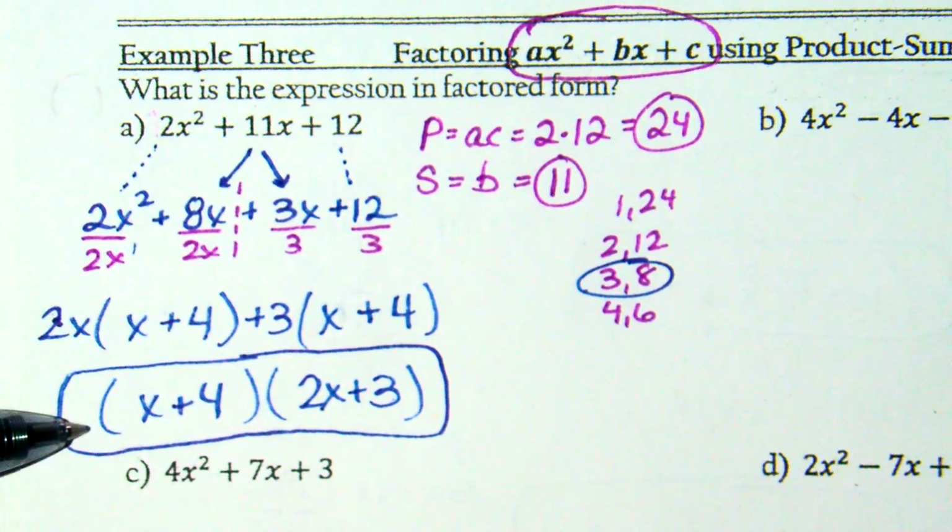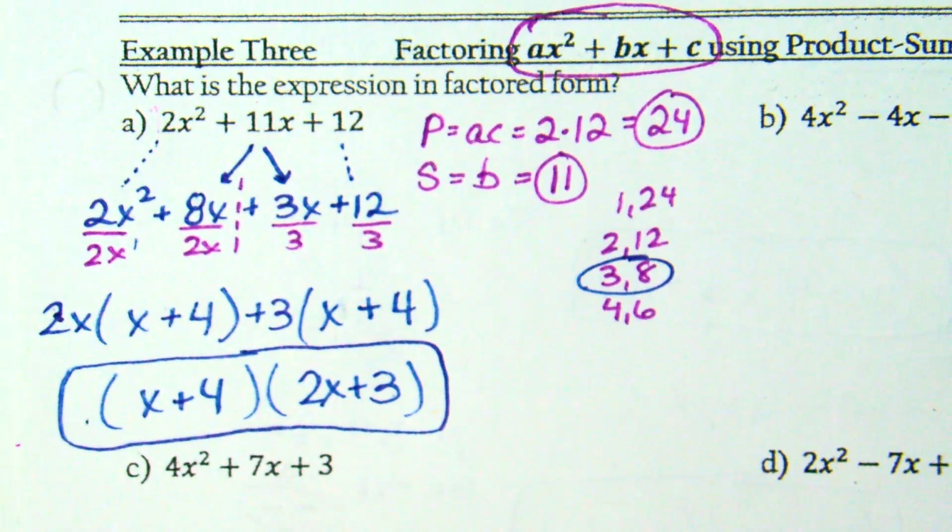We could take this and FOIL it back together, multiply it back together like we did yesterday. Believe it or not, x plus 4 times 2x plus 3 would multiply back together to be 2x squared plus 11x plus 12. So what is it outside? First, outside, inside, last. So first thing in each parenthesis, x times 2x, which is 2x squared.